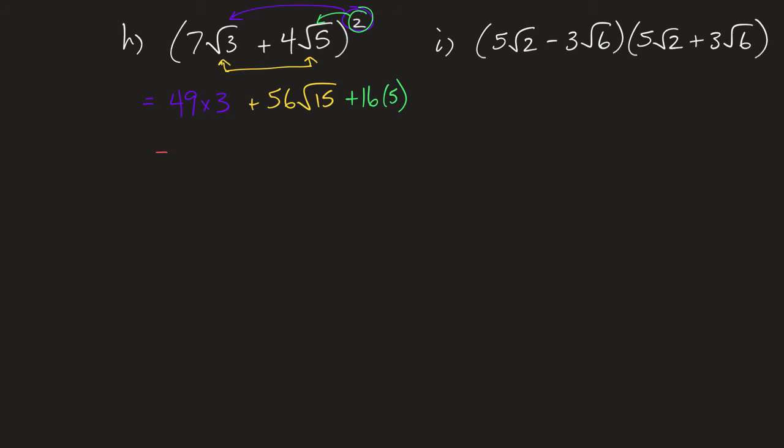Okay, 49 times 3 is going to be 147. Keep in mind, that's like 3 times 50 almost, so 150, then just take off 3. I can't do anything with this 56 root 15. That's fully reduced.